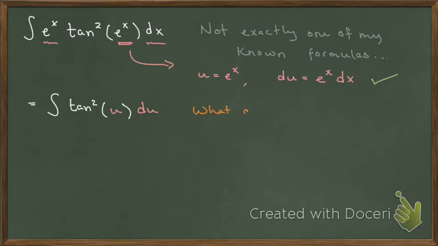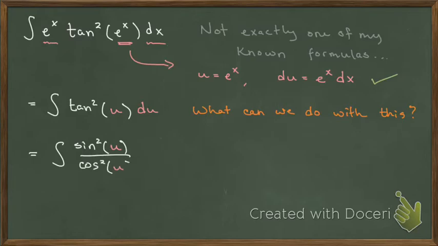Let's see. What can we do with this? I know some things about tangent. In fact, tangent is sine over cosine, so I can rewrite maybe sine squared of u over cosine squared of u. And I can try to substitute again, maybe with some of those cosine pieces or sine pieces. I know that the derivative of cosine is minus sine. Let's try that. If w, since I already have a u, I'm going to use w. If w is cosine of u, then dw, the derivative, is minus sine of u du.